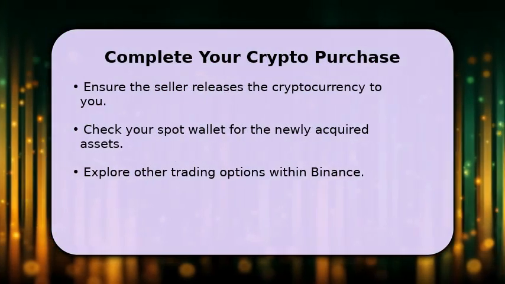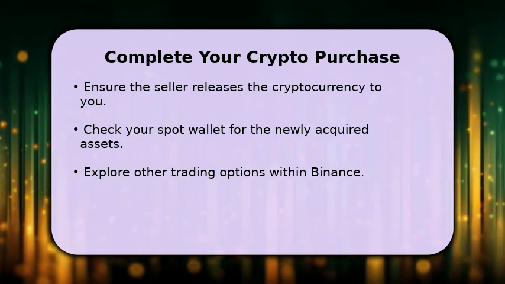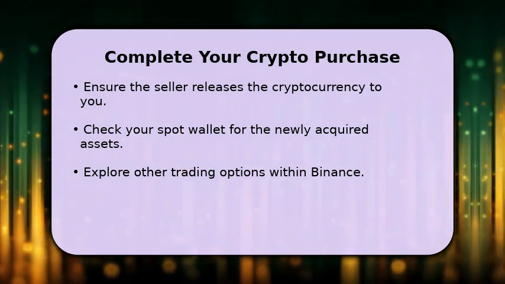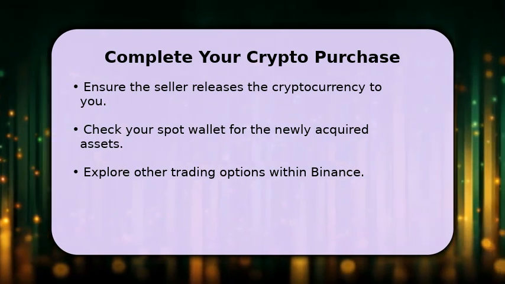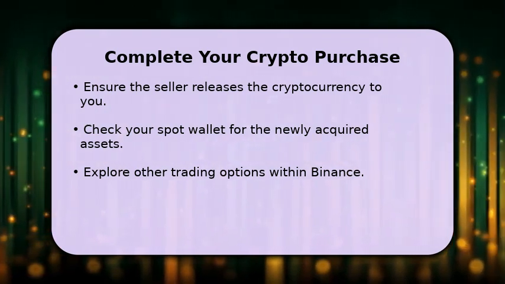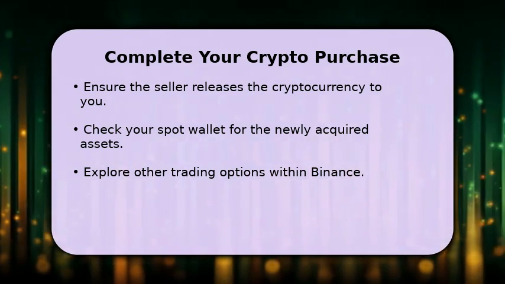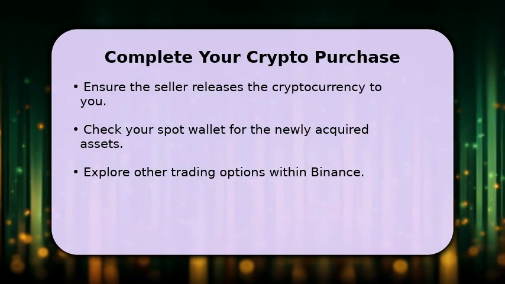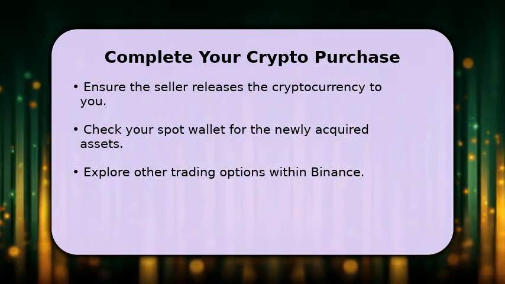After successfully transferring funds via GCash, return to the Binance app and confirm that you have made the payment. The seller will then verify receipt and release the cryptocurrency to your Binance wallet. This process usually takes just a few minutes. Once completed, you can check your spot wallet to see your newly acquired digital assets, ready for trading or holding.